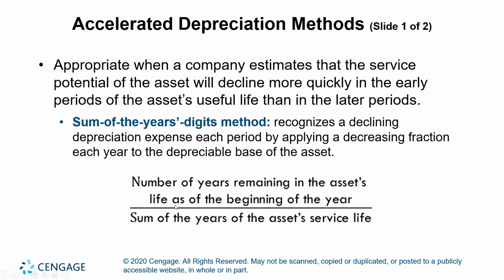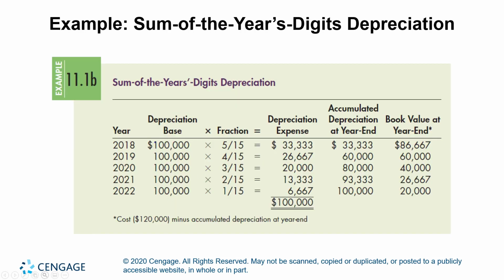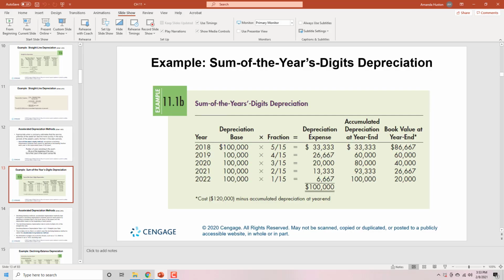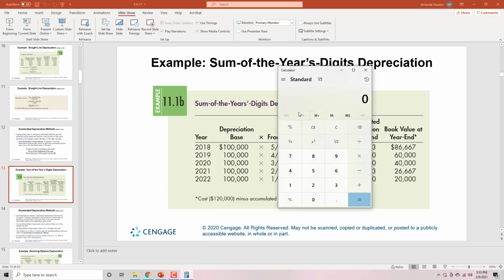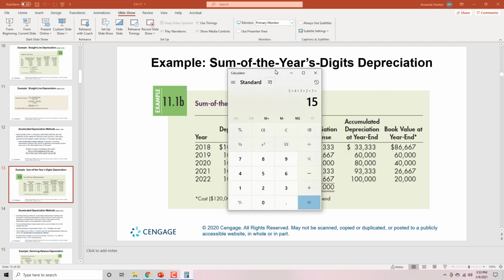I'm going to hit escape right now, and I'm going to take up the calculator. So just to show you, if it's a 5-year asset, the sum of the life is 5 years plus 4 years plus 3 years plus 2 years plus 1 year. So that's the sum of the years digits, which is 15.